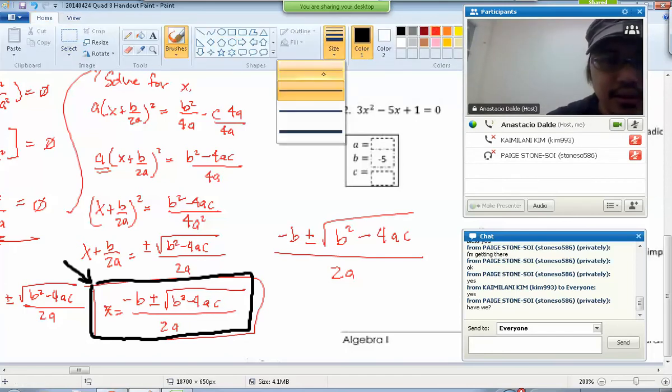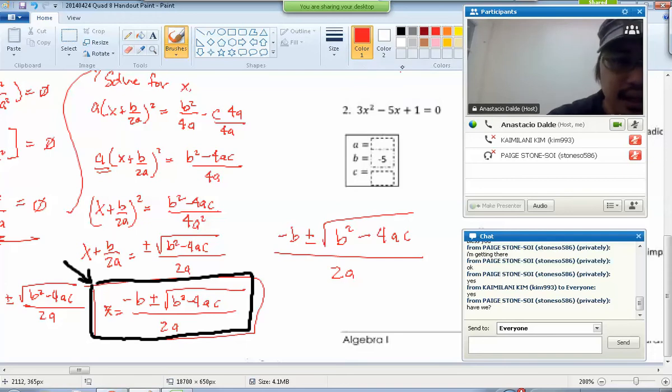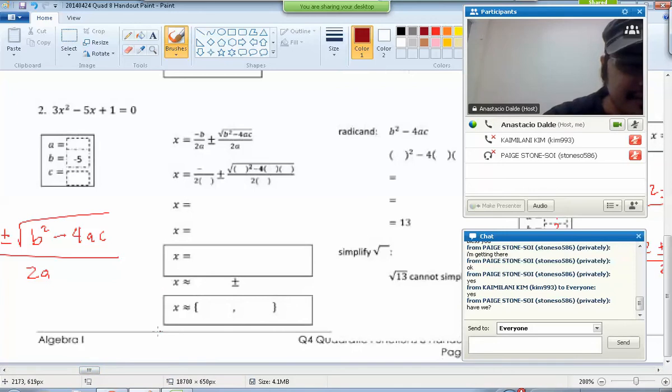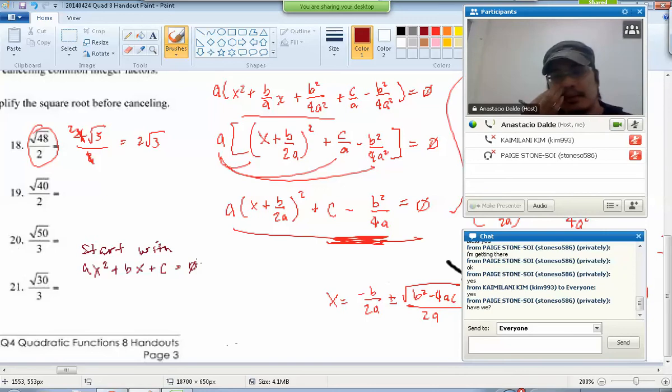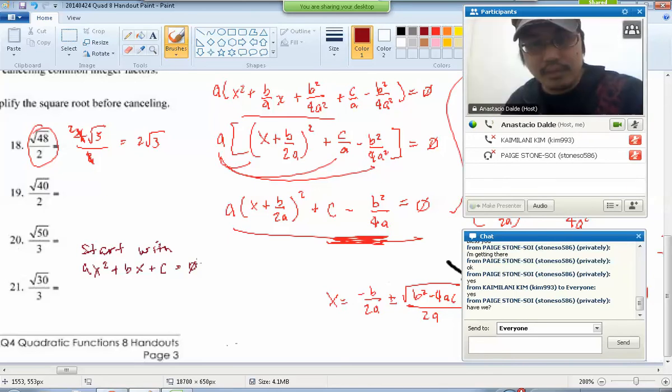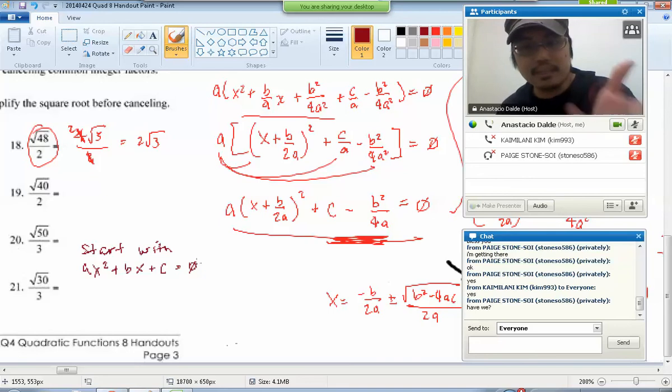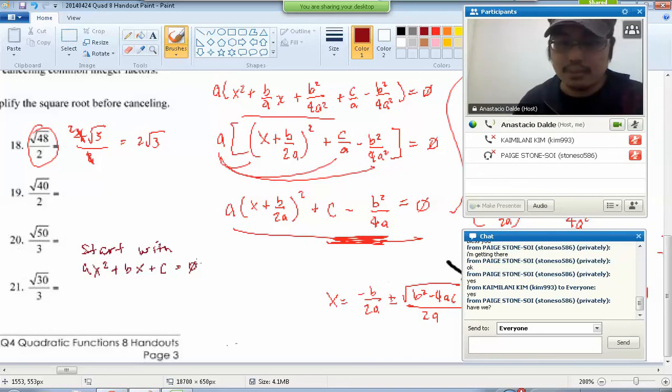Okay, I'm going to go with small and red. Let's make it maroon. We start off with this. Need some blank space here. Start with ax squared plus bx plus c equals 0. Okay? And you've seen an equation like this. These are all the equations. This is the basic form of everything we've solved since January. Since I first met you, this is all we've been doing. Something x squared plus something x plus something equals 0. Okay?